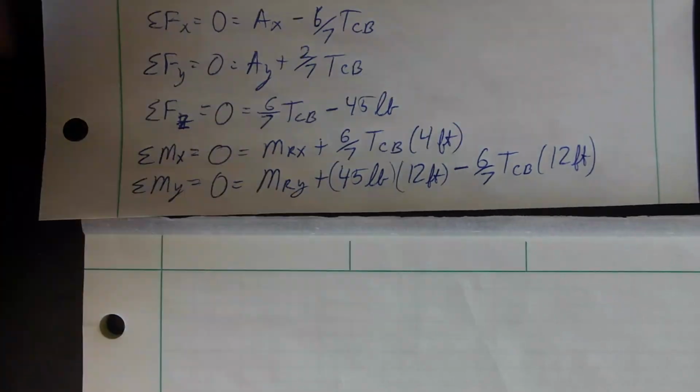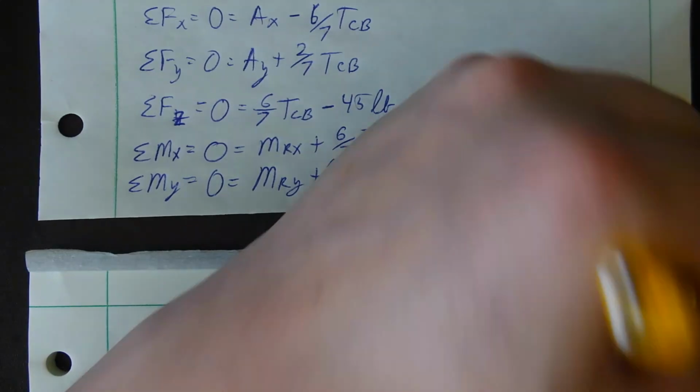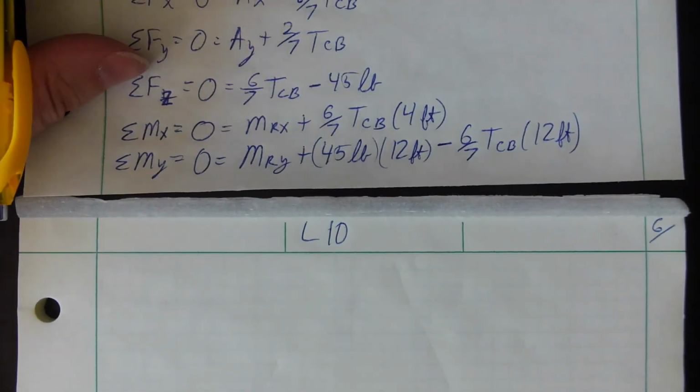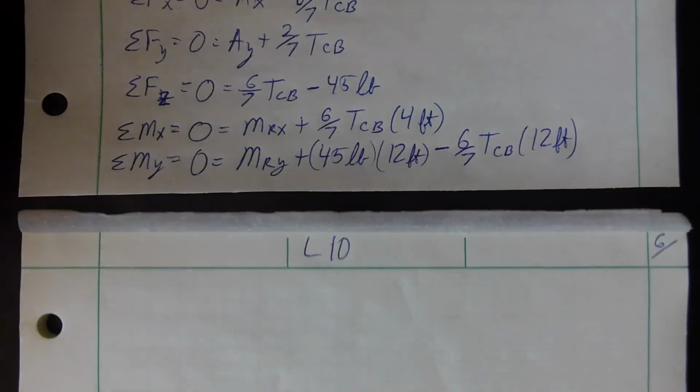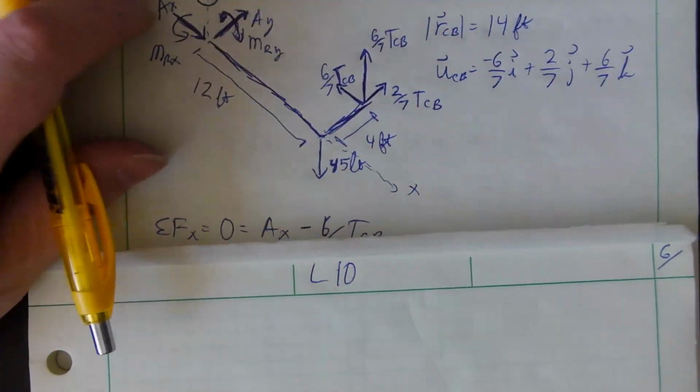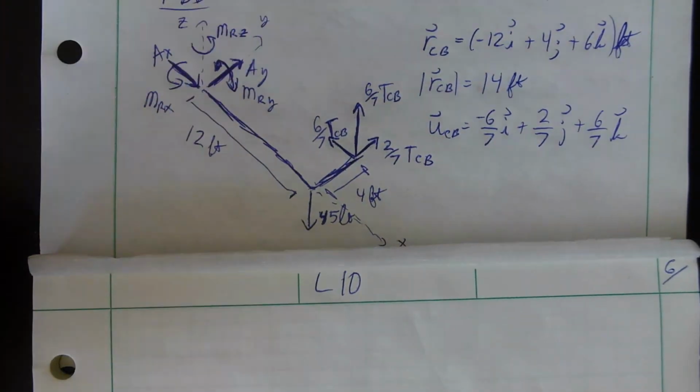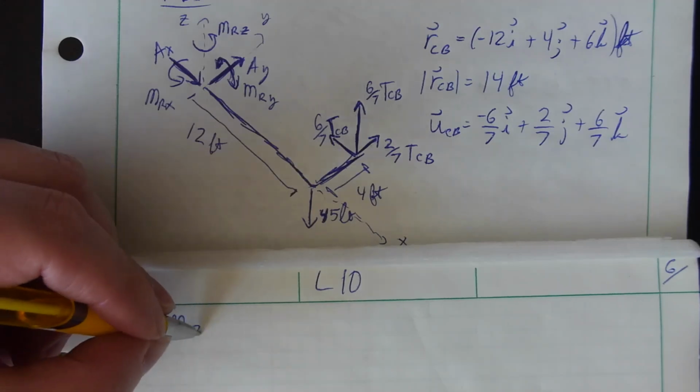Next page. Lecture 10. This is page 6 of something, probably page 6 of 6 if I had to guess. I do need to find some moments in the z-axis, so let's cover these guys up. I can actually show this one here. Some moments about the z-axis.